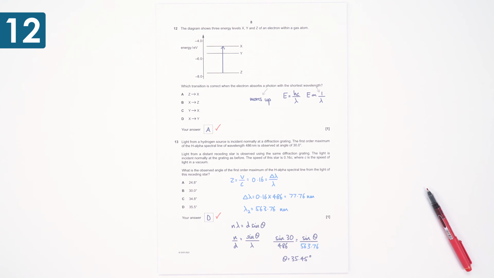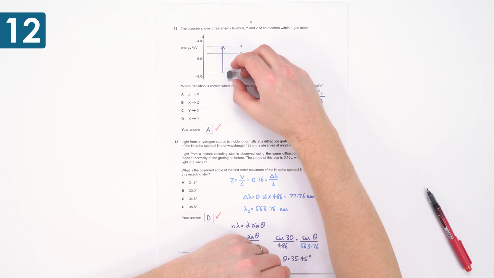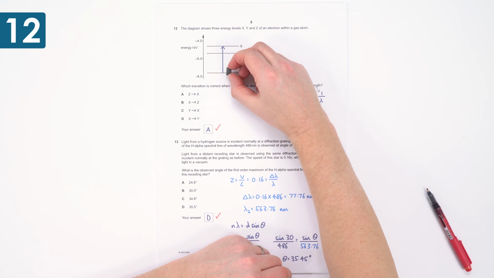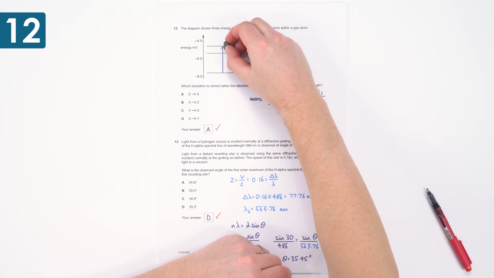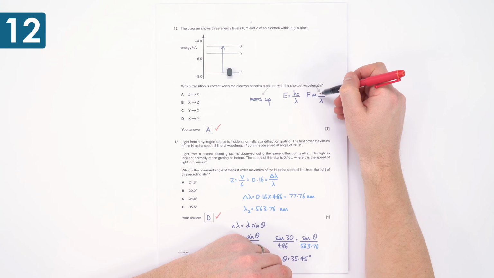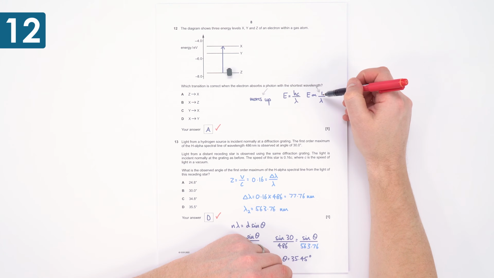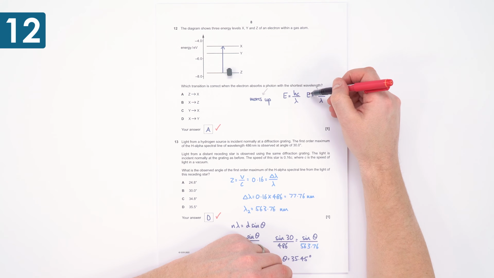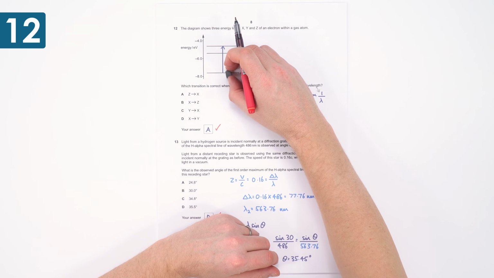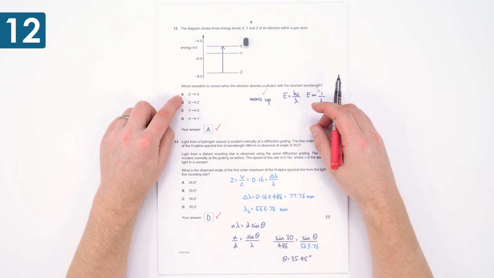For number 12, we've got an electron absorbing a photon, so that means the arrow must be going up to represent the electron moving to a higher energy level. And also, if it's got the shortest wavelength, because E is equal to hc over lambda, when you've got a shorter wavelength, we've got a greater energy of that photon. So we're going to have the biggest transition, which is going from Z to X, and therefore the answer is A.